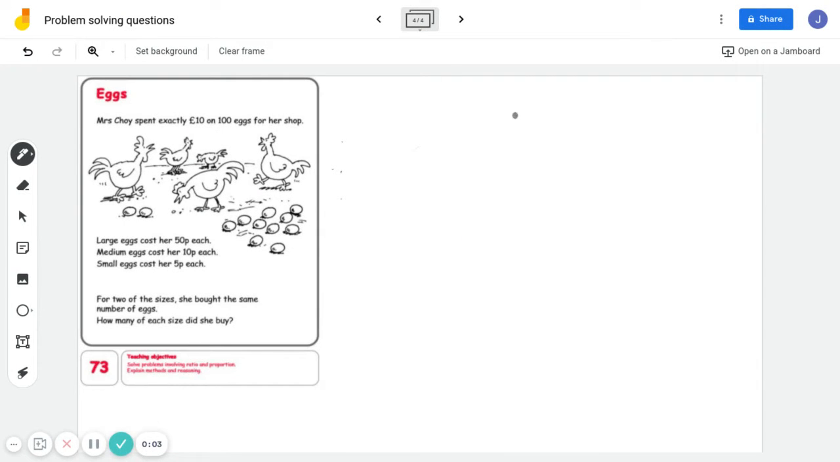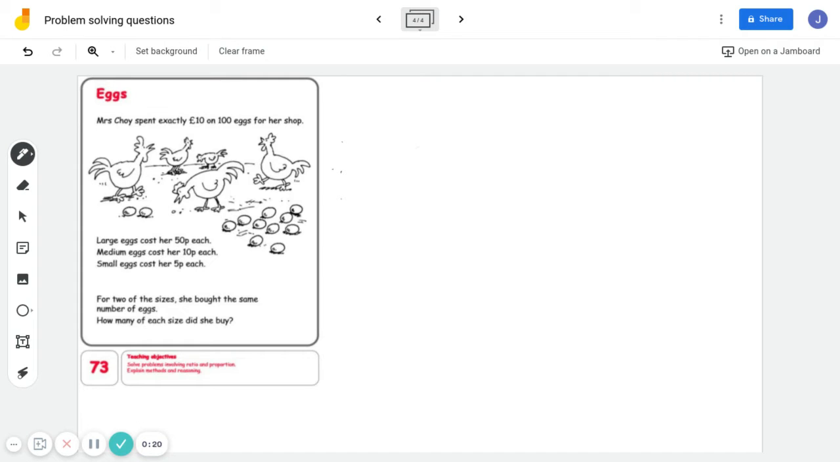Okay, so this is definitely by far the trickiest question you've done this week. So if you got it right, well done. But let's work it out together. First things first, we know that two amounts of eggs, the medium, small, or large, are going to be the same number.